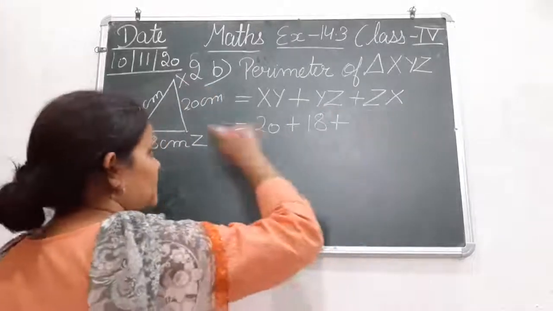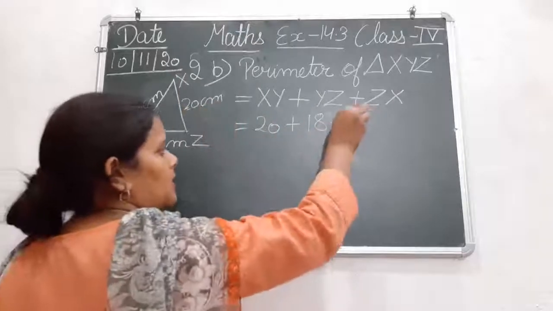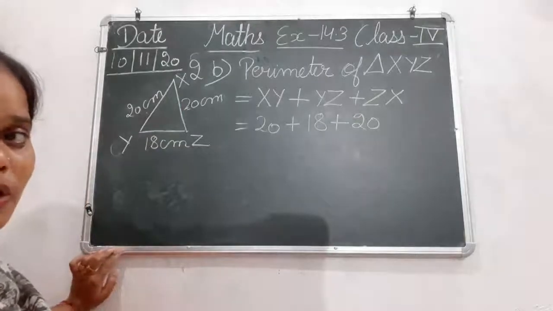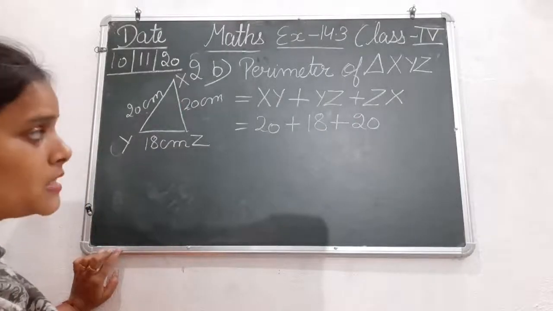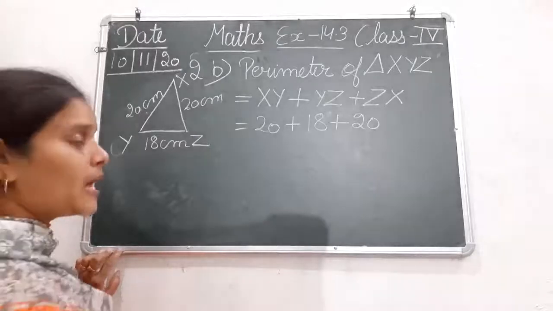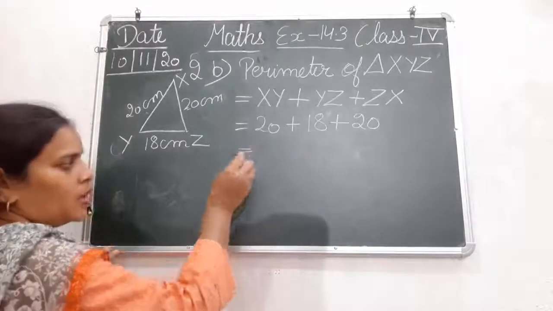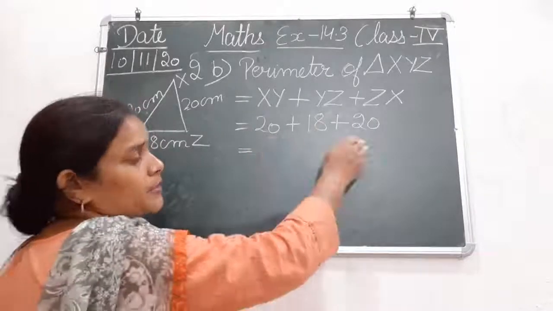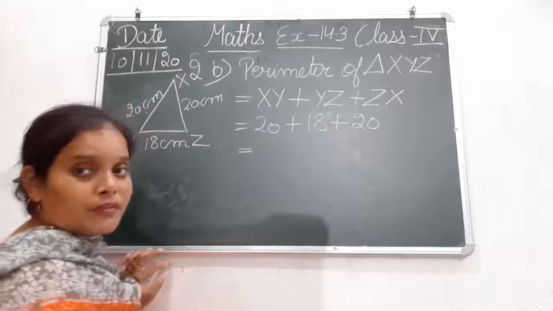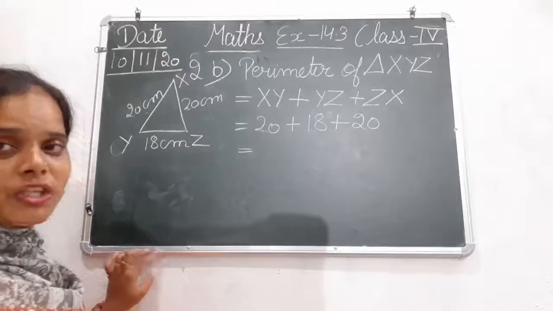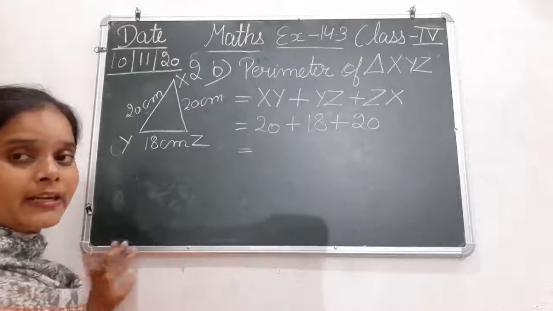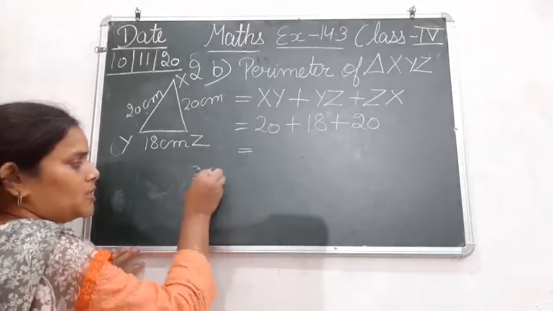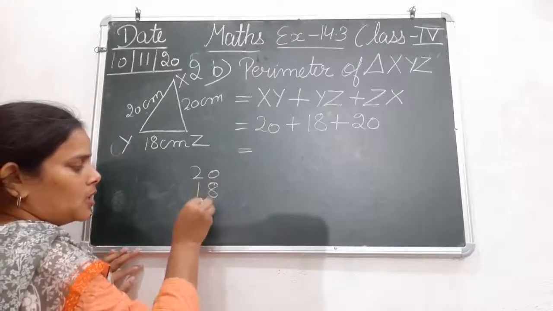क्या है ZX? So what is the measurement of ZX? That is 20 centimeter. Okay. So now we are going to add. अब हम क्या करेंगे, हम इसकी जितनी भी measurements है उसको add. So you can directly say 20 plus 20, 40 plus 18, that will be 58. Or you can do the addition in the rough. If you find any difficulty in addition, तो आप उसको rough में भी करके देख सकते हैं. So let's add it. 20 plus 18 plus 20.